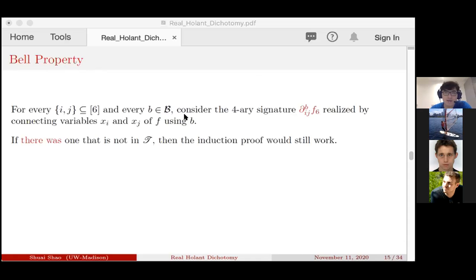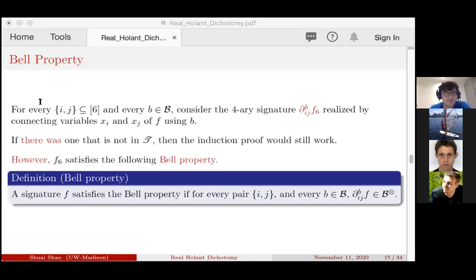Now, if there is one that is not in T, then the induction proof would still work, because as long as we can get a signature of arity 4 that is not in T, then we are done. This is already proved for the base case. However, this signature f6 satisfies the following Bell property. A signature satisfies the Bell property if for every pair of indices i and j, and for every Bell binary signature B, the signature realized by merging variables xi and xj of f using this Bell binary signature B is a tensor product of Bell binary signatures.